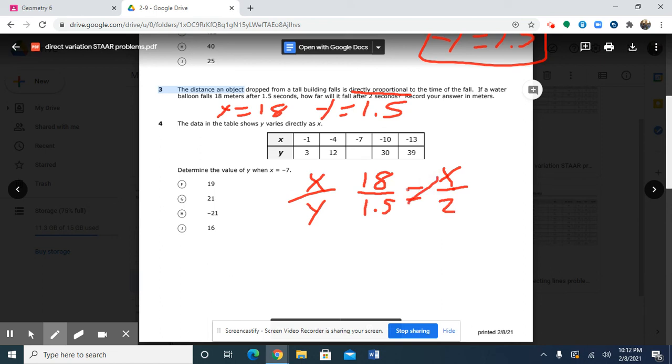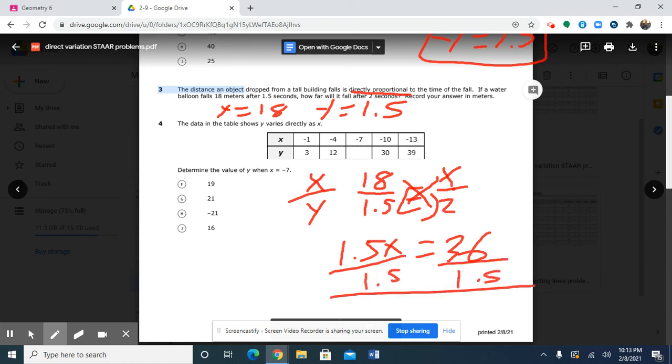So if we do this again, we're going to cross multiply, same exact procedure. 18 times 2 gives us 36, and 1.5 times x is just 1.5x. Now to cancel out 1.5 and leave x by itself, we're going to divide both sides by 1.5. So that means that 36 divided by 1.5, x is going to be equal to 24.